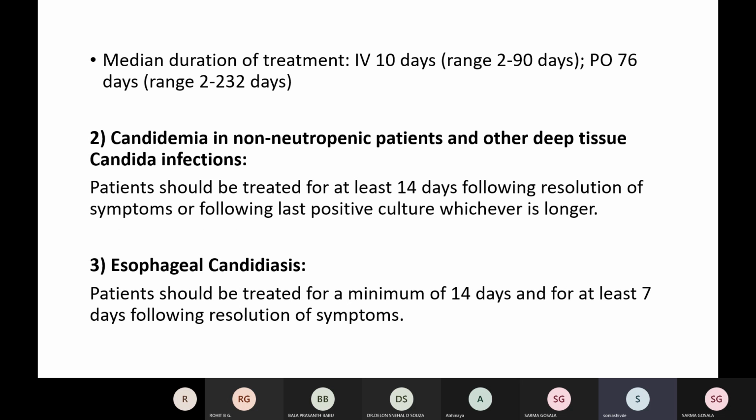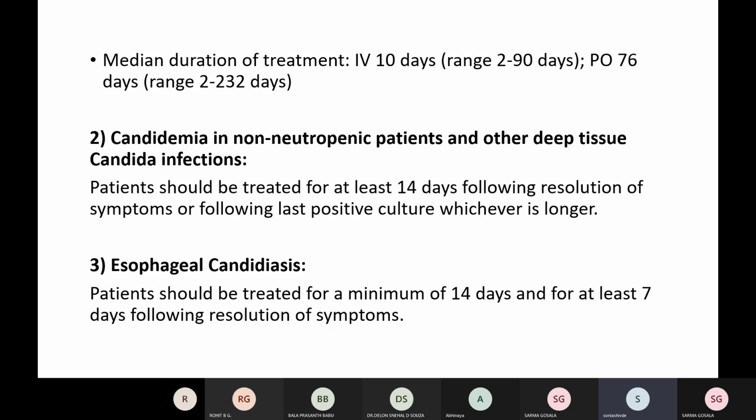Median duration of treatment is IV 10 days, ranging from 2 to 90 days, and orally it is 76 days, ranging from 2 to 232 days. So this is a very wide range, but ideally in disseminated infections, the treatment may go on for approximately 2 to 3 months. Candidemia in non-neutropenic patients and other deep tissue candida infections, patients should be treated for at least 14 days following the resolution of symptoms.